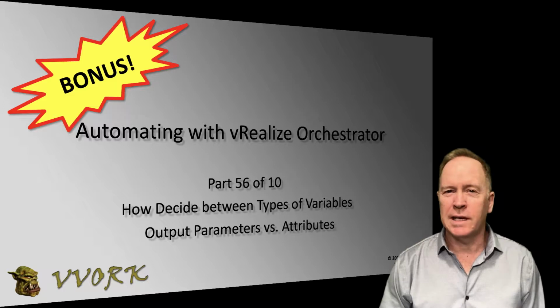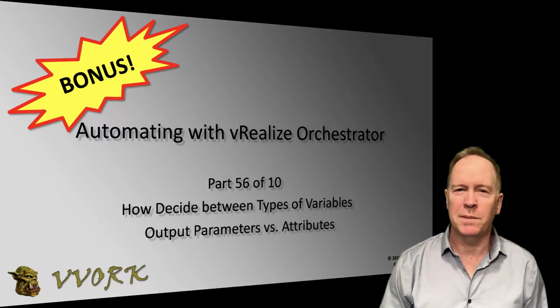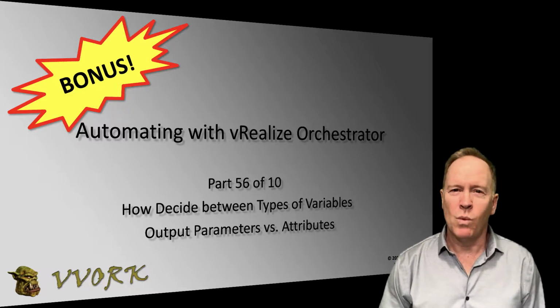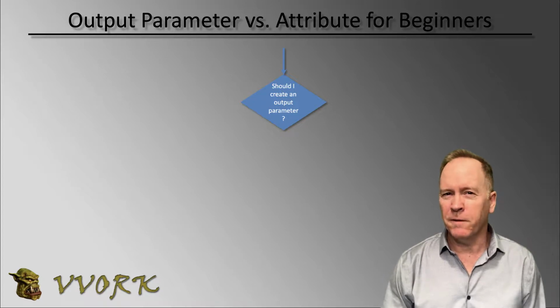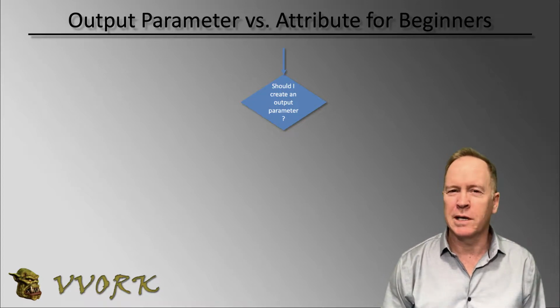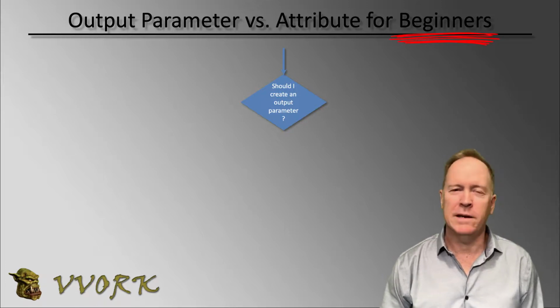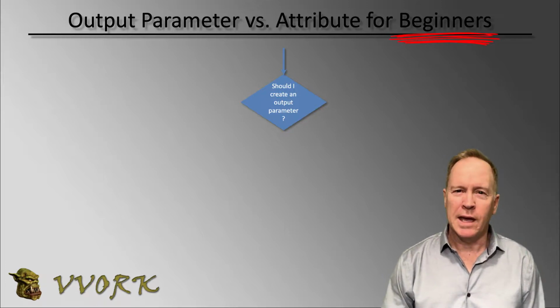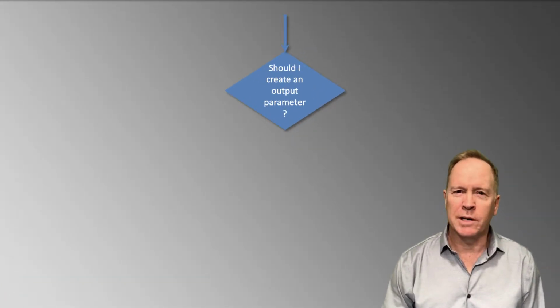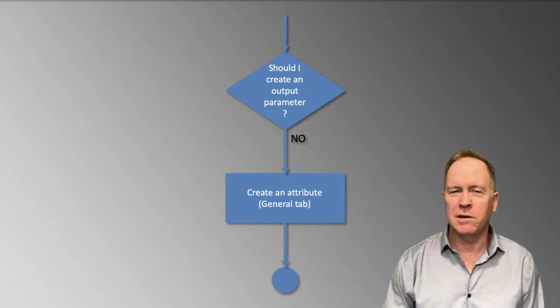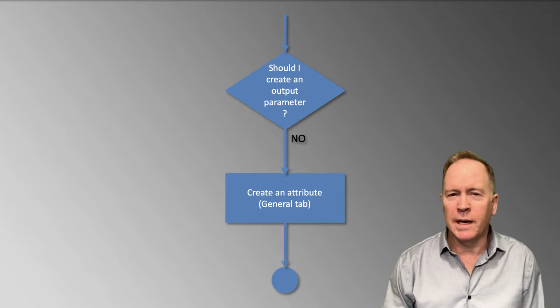Alright, so as you can see here, in this particular video what we're going to be talking about is how to decide whether to use an output parameter or an attribute within your workflow. To get the ball rolling, the first flowchart that I'm going to show you is, as I describe it in the title, for beginners. If you're brand new to vRealize Orchestrator and you're asking yourself, as you write your workflow, should I create an output parameter? If the answer is no, then go ahead and create yourself an attribute. Go to the General tab, create an attribute, boom, you're done.